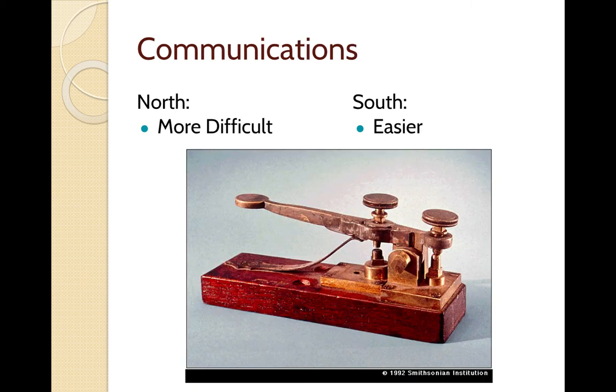When it comes to communications, because they're fighting in the South, it is more difficult for the North, okay? And in the South, it's a lot easier because they're able to go across shorter distances. This device right here was used for communication, known as a telegraph, where they would talk with Morse code to send messages back and forth to each other for the North and the South.